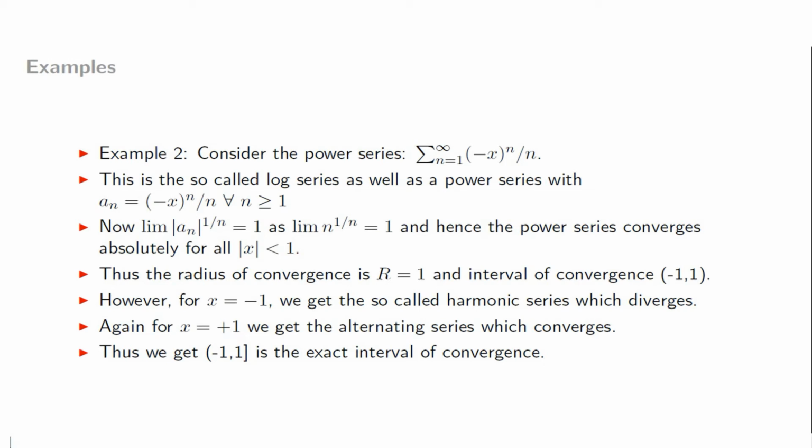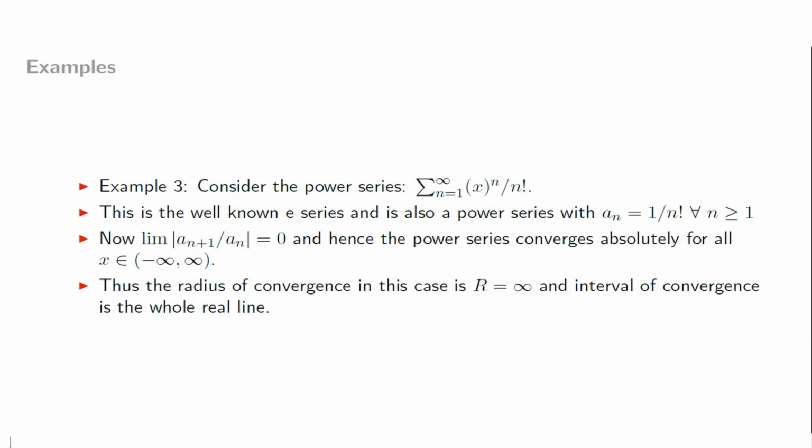However, for x equal to -1 we get the so called harmonic series, which diverges. Again, for x equal to +1 we get the alternating series, which converges. Thus we get the interval -1 to +1, where -1 is excluded from the interval and +1 is included in the interval, as the exact interval of convergence.